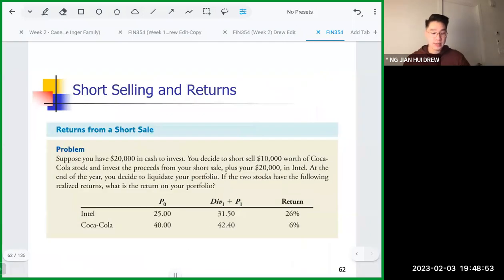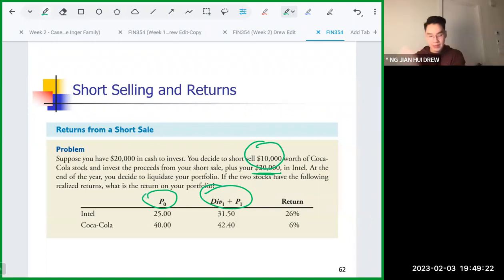And we have a question here on short selling to further understand how it works. So suppose you have 20K cash, you decide to short 10K worth of Coca-Cola stocks, and you want to use this 10K together with your 20K to buy Intel stocks. So you want to calculate what's the return. And remember, P0 is the price now, and P1 plus dividend is the price 1 year later, or however many years later, and this is the return. So the question now is, what is your return if you do this short position?